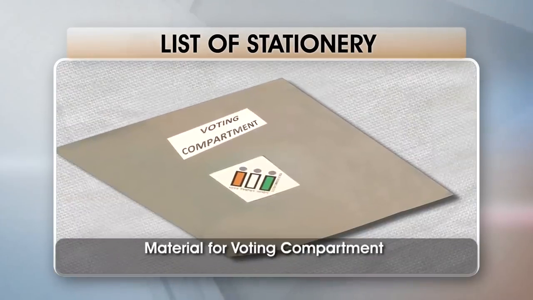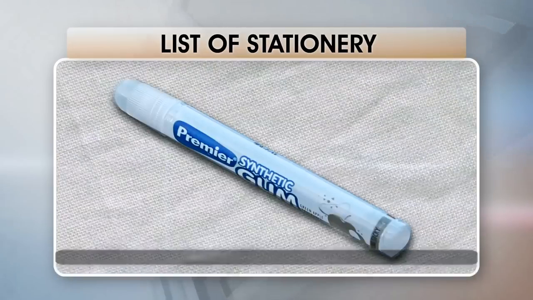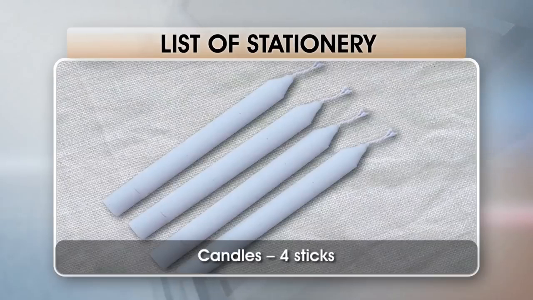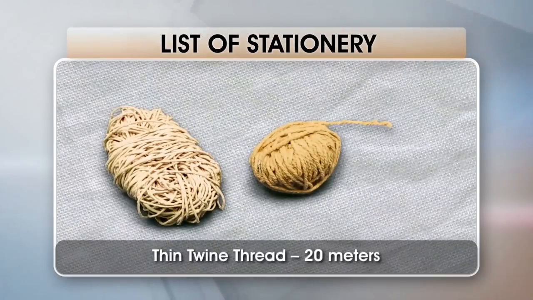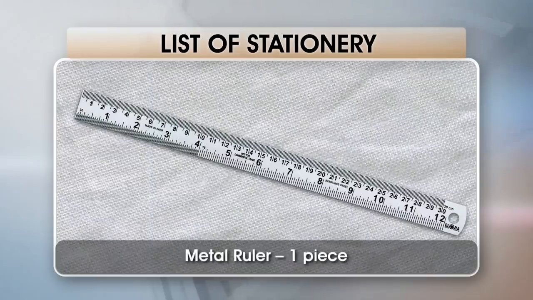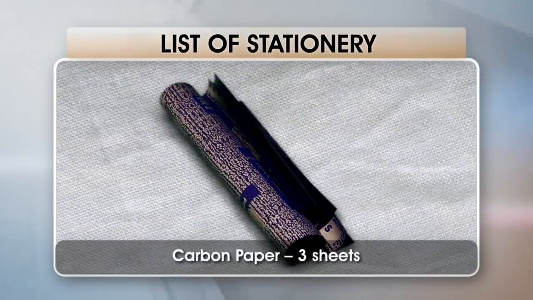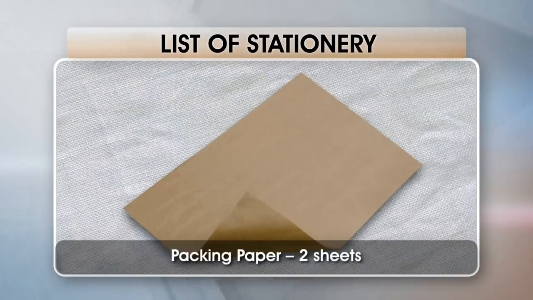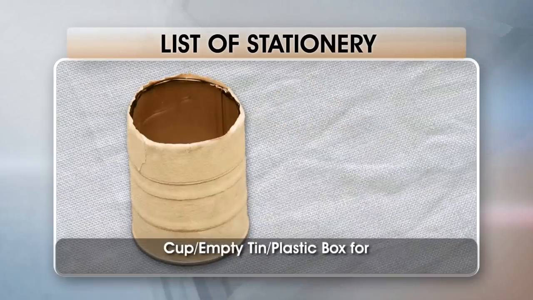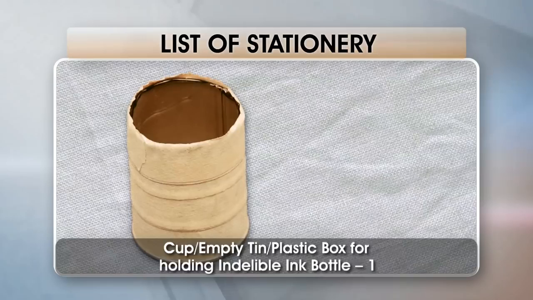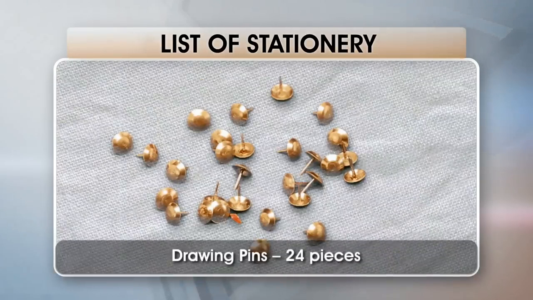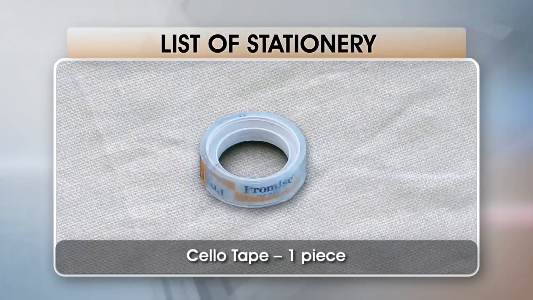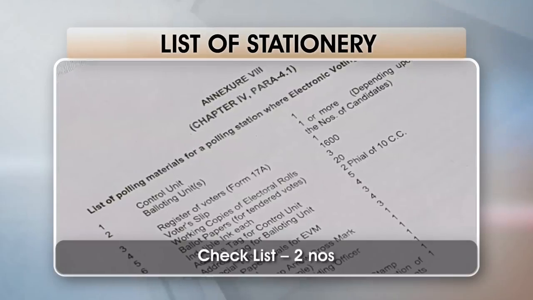Material for voting compartment, 2 plus 2 total 4 sets. Gum paste, 1 bottle. Blade, 1 number. Candles, 4 sticks. Thin twine thread, 20 meters. Metal ruler, 1 piece. Carbon paper, 3 sheets. Rag for removing oil, etc., 3 pieces. Packing paper, 2 sheets. Cup, empty tin, plastic box for holding indelible ink bottle, 1 number. Drawing pins, 24 pieces. Rubber bands, 20 pieces. Sellotape, 1 piece. And checklist, 2 numbers.